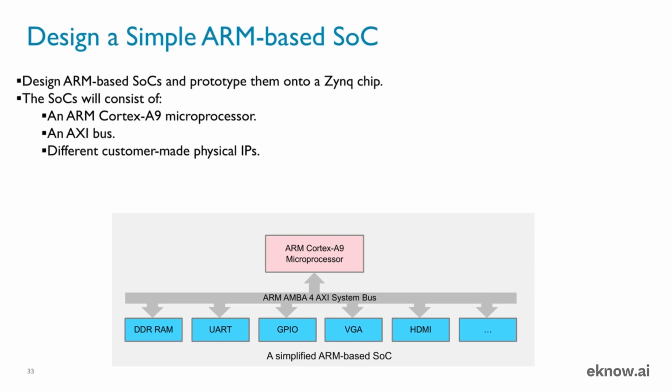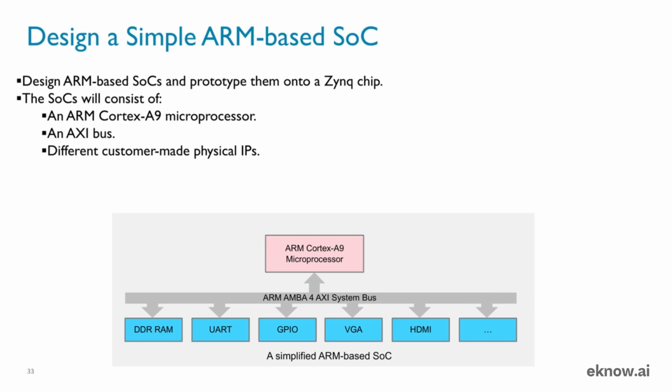These IPs are the peripherals that give our SoC its specific capabilities. If you look at the diagram, you can see exactly how these pieces fit together. The Cortex-A9 processor is the master. It connects to the AXI bus, and hanging off that bus are all our peripherals.